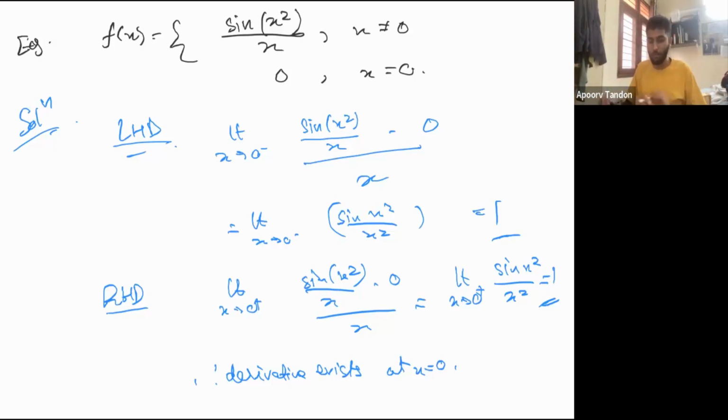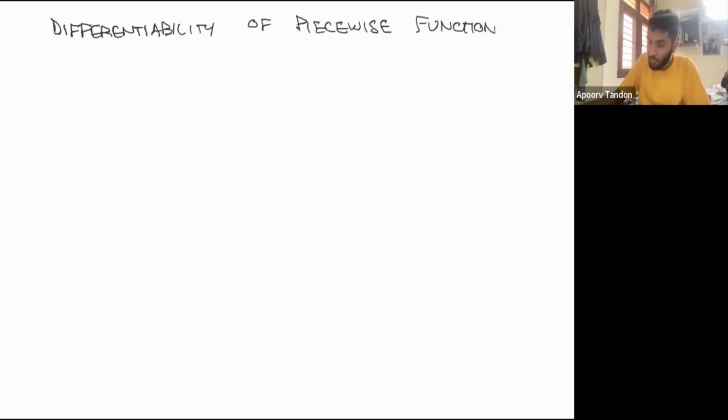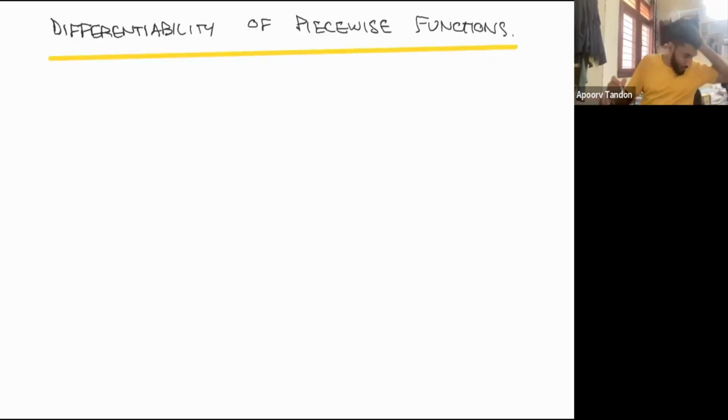Right? So the next concept is differentiability of piecewise functions. For this concept, let's look at an example first, and then we'll discuss what procedure we're actually following. So let's take the piecewise function. You must remember what a piecewise function is from the first chapter of calculus because we encountered it so often.